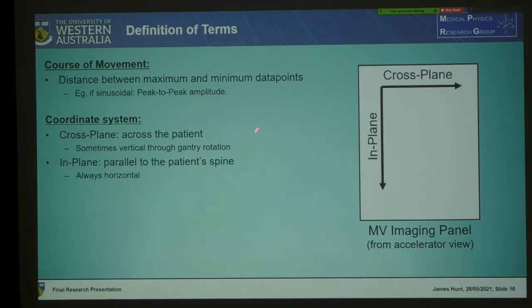My coordinate system, if you aren't familiar: cross-plane on the imaging panel is defined as being sort of across the patient's body. So sometimes that's going to be vertical as the gantry rotates, whereas in-plane is parallel to the patient's spine, is how I like to think of it. That's always going to be horizontal. That's important for my data later, as one of the causes of sag is gravity. In-plane isn't affected by gravity as a sinusoidal kind of thing, whereas cross-plane is.